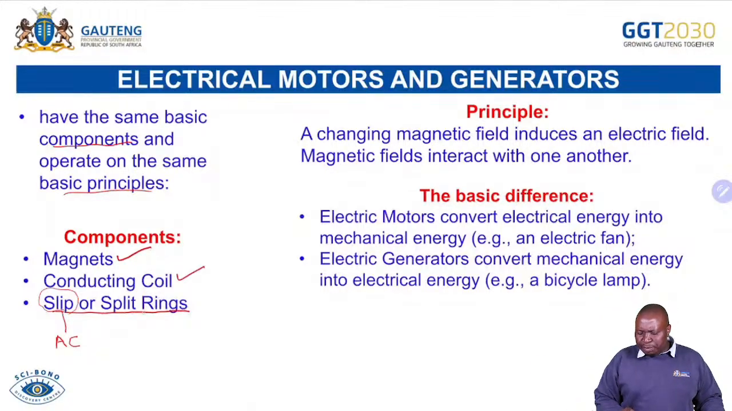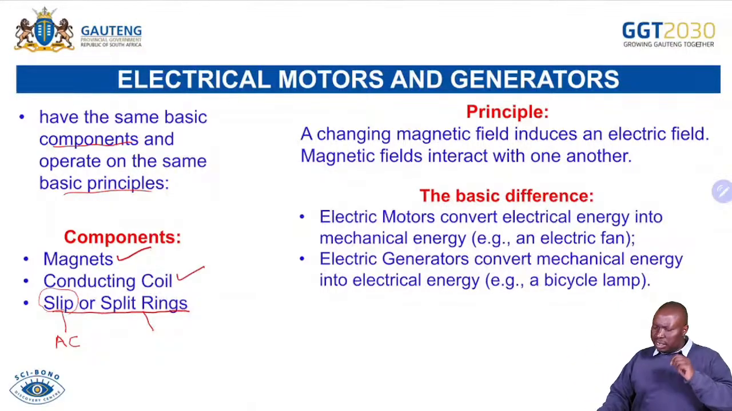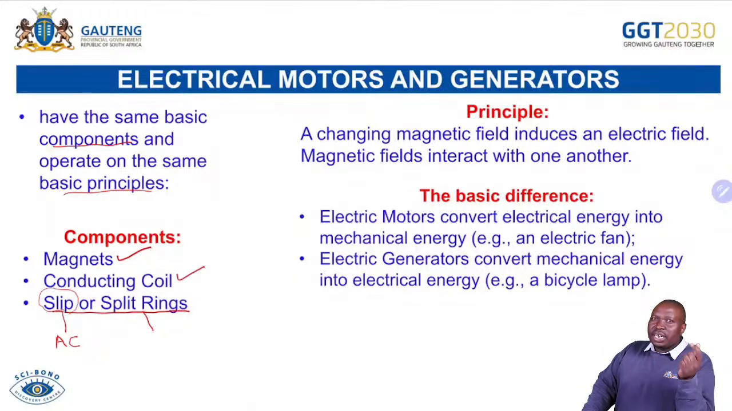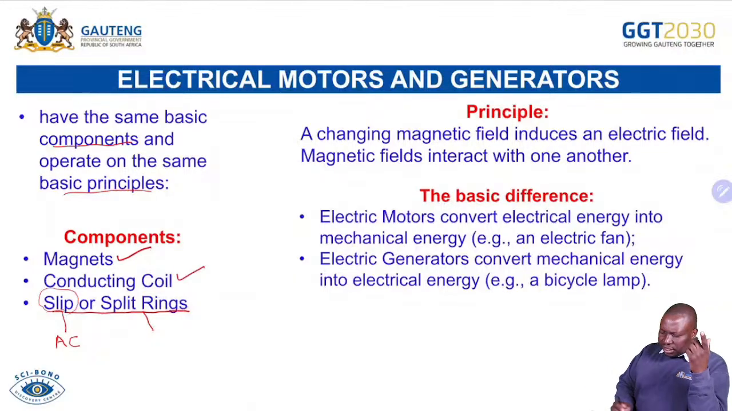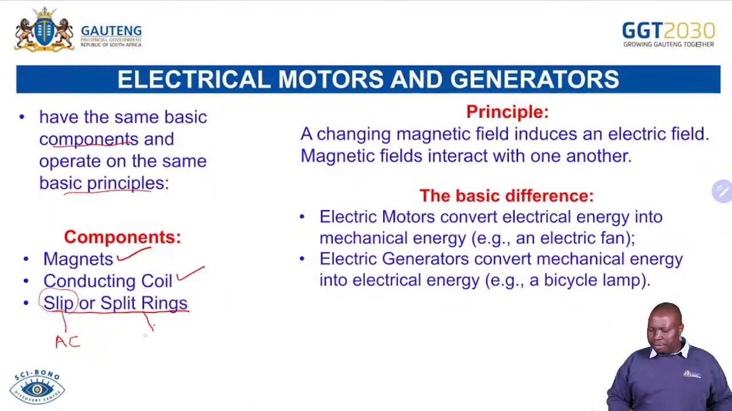And then the split ring is what we use now in our DC motor or generator. So we're saying in both a motor and generator, we have AC and DC. How do I know it's AC? I will look for the slip ring. How do we know that it's a DC? I will look for the split rings. These split rings have another name. We can refer to them as commutators. So it's important that you know that we can call it a commutator or a split ring.